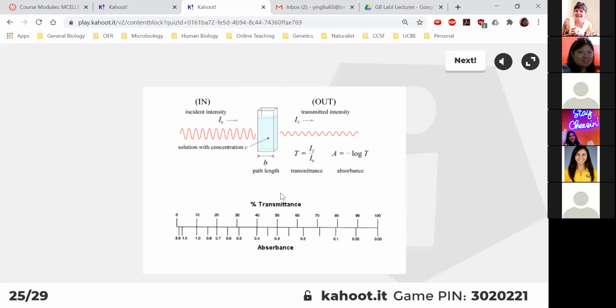So absorbance is the flip side of it. This is the equation to calculate absorbance. It's minus log T. And for absorbance, the highest value is actually 2. That's basically minus log of 100.